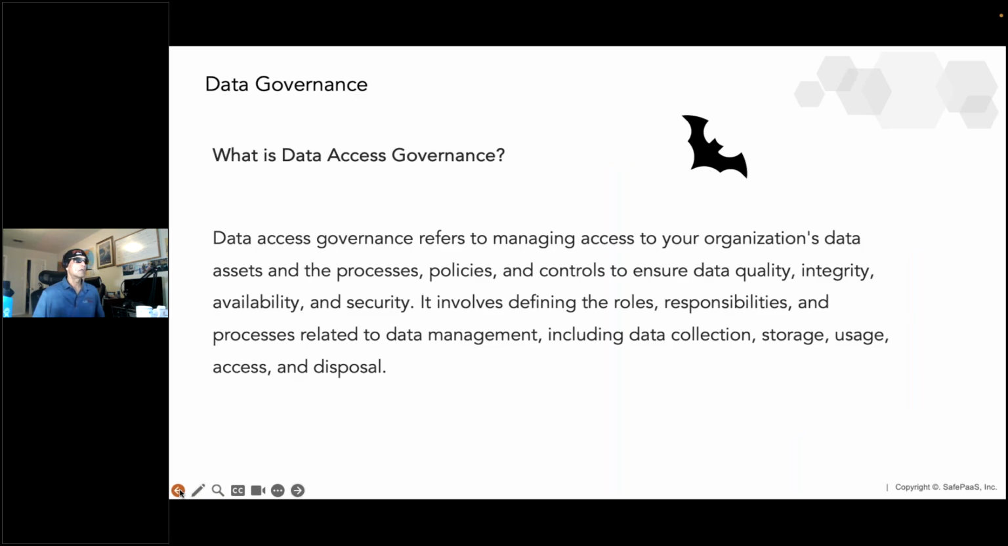Thanks. Yeah, so this is the slide I'm talking about. Yep. And so yeah, the data governance, basically what you can read the definition yourself, but it's about managing the access of your organization's data assets, policies around data, quality of the data, integrity, availability, etc., and identifying those responsibilities and roles around data management, including, for example, storage and usage of data, disposing of data, archiving it.